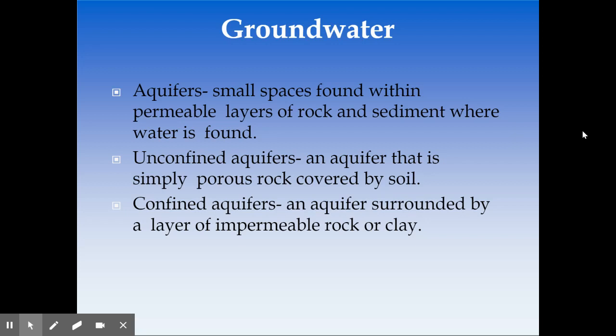Typically, it's very easy to obtain water from an unconfined aquifer, and oftentimes it's also higher up in the surface, as opposed to a confined aquifer. These are aquifers that are surrounded by layers of impermeable rock or clay. And so confined aquifers are really difficult to get water from. Oftentimes, we actually have to drill into the ground several hundreds of feet down in order to get into that trapped water in between those layers of impermeable rock.